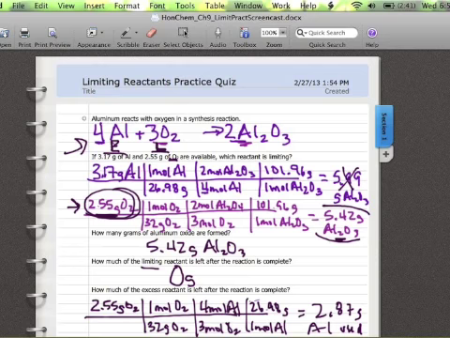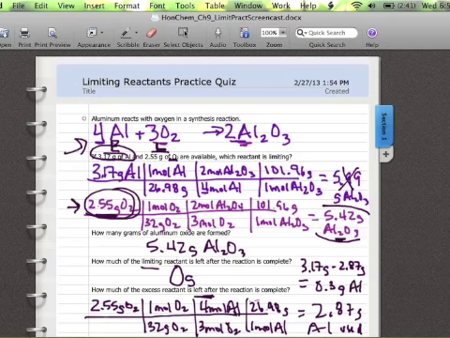Okay, so if the question says how much is left over, I have to subtract how much was used from my original amount of aluminum. So the number that you use should always be less than the number you started with. To find out how much is left, I'm going to do this problem up here: 3.17 grams minus 2.87 grams. When I subtract those, I have 0.3 grams of Al left. So this is my final answer to that last problem.